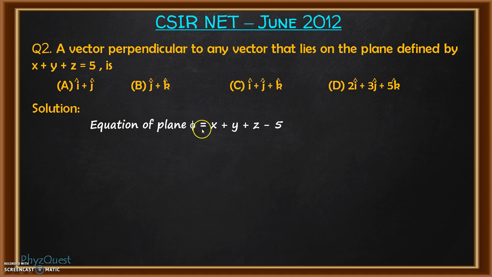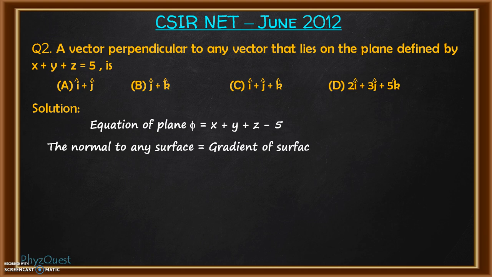So, as we know, the normal to any surface can be calculated by taking the gradient of the surface equation, and the gradient of any function is a vector quantity. Here we need to find the perpendicular vector to the plane, so we need to take the gradient of the equation of the plane. That means gradient of phi is equal to i cap del phi by del x plus j cap del phi by del y plus k cap del phi by del z.